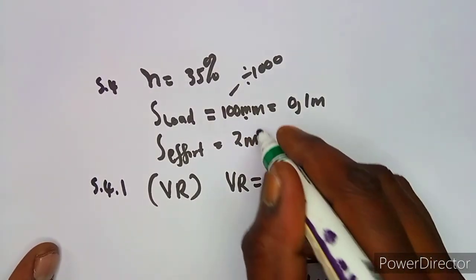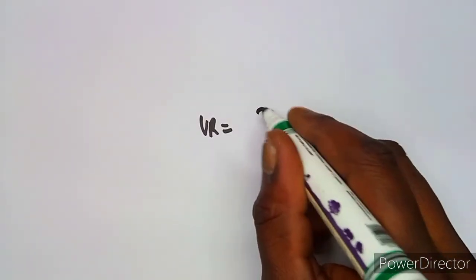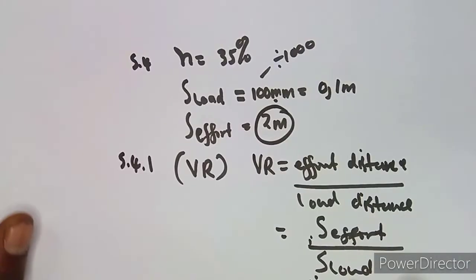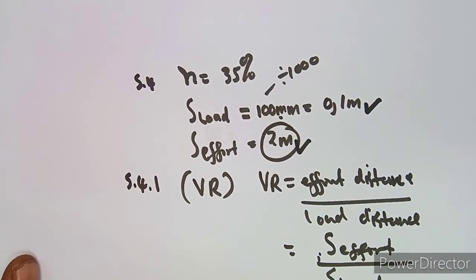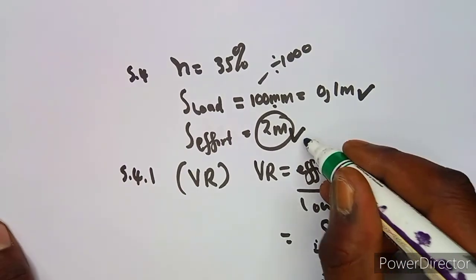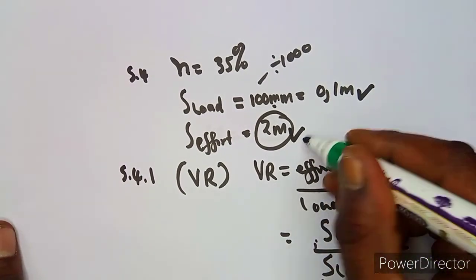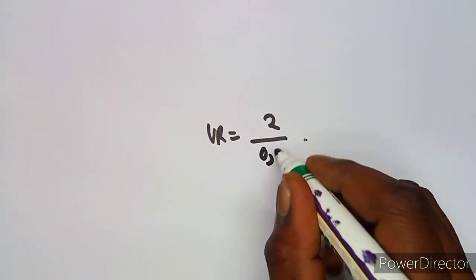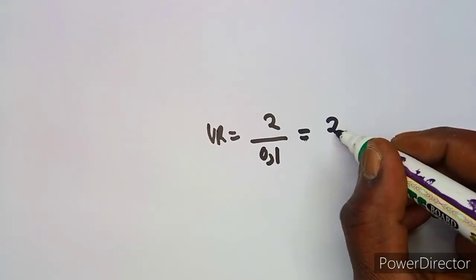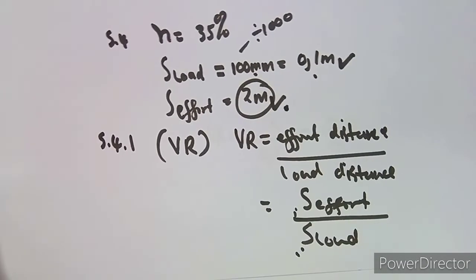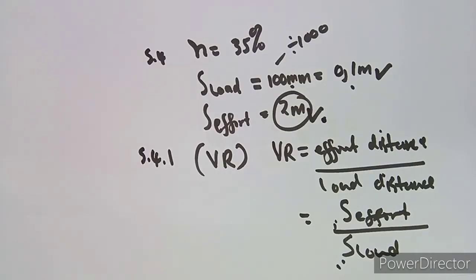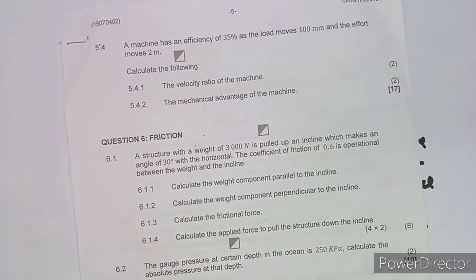Therefore the velocity ratio is going to be, the effort is 2 meters, so you've got 2 over the load. Take note, if these are meters, these are also supposed to be meters. If you use millimeters, you're supposed to convert these to millimeters, that's another option. So you divide by 0.1, and you're going to obtain 20 from your calculator. That's your velocity ratio, straightforward like that, guys. Don't think much, don't assume much.